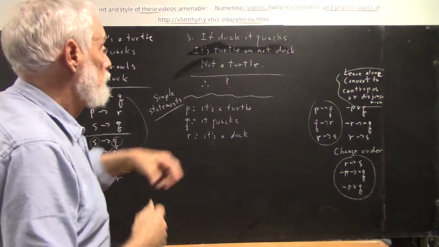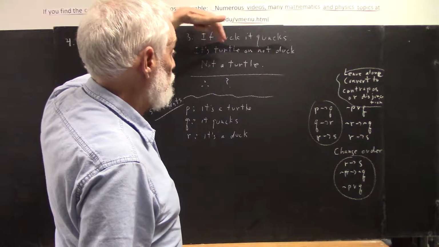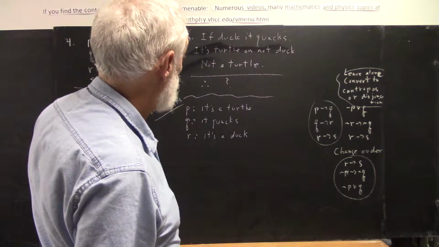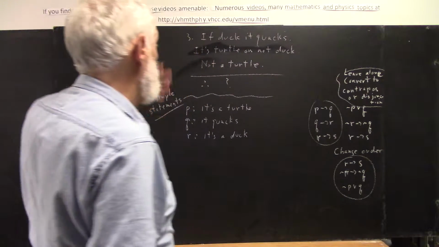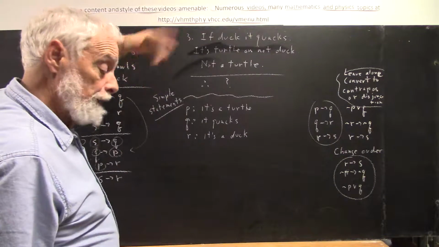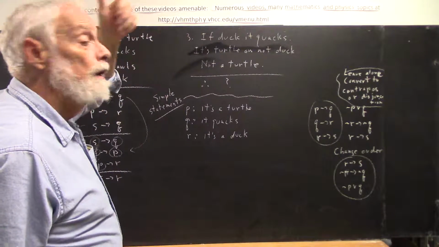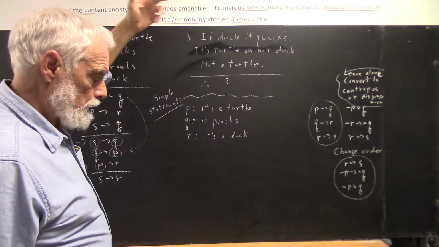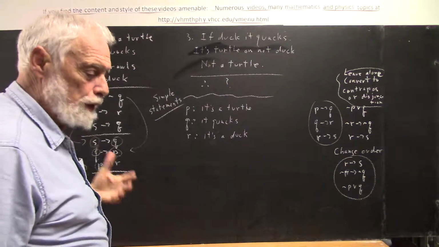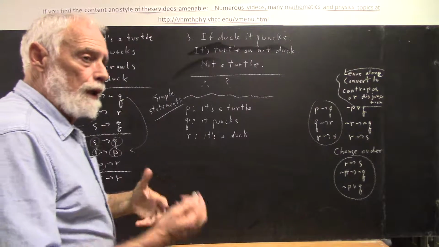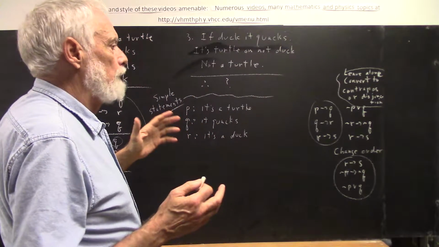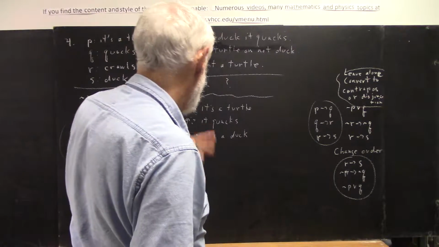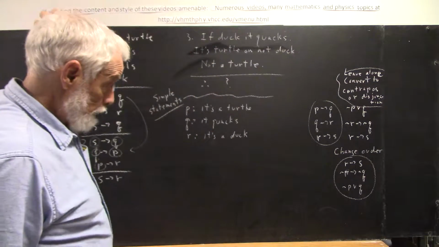We have the argument: if it's a duck, it quacks; it's a turtle or not a duck; and it's not a turtle. What conclusions can we draw? Well, the words and the ideas can get confusing, especially if the conclusion turns out to be something you wouldn't expect, because you're always going to tend to want to conclude something that you know to be true, if you know something is true.